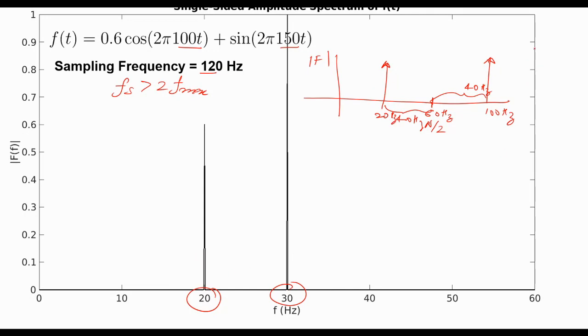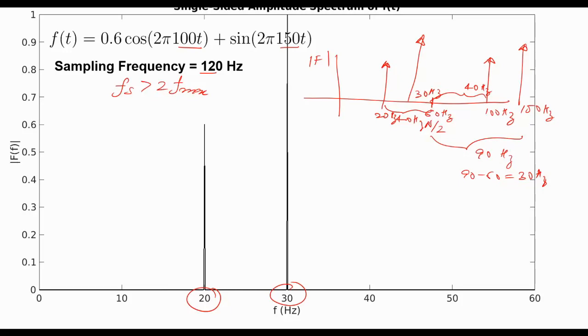Similarly, if my true signal had a frequency component of 150 Hz, that is, you have this 90 Hz difference, so 90 minus 60 is 30 Hz, so you'll get another peak at 30 Hz. So that's how aliasing works.